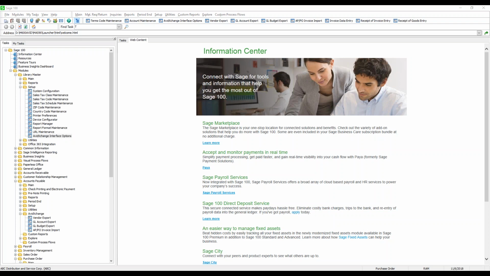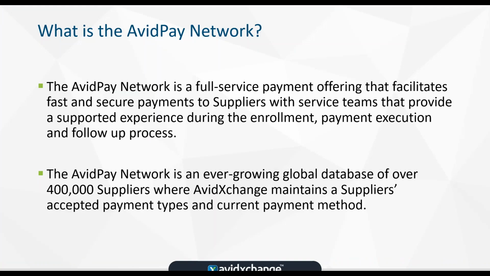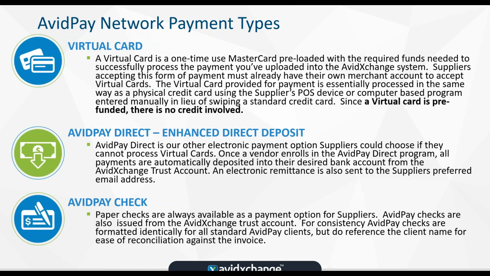So the next piece we're going to talk about is going to be the AvidXchange Pay. As Mark had mentioned, we do have over 400,000 suppliers in the network. And again, the portal is going to look just like the AvidXchange Invoice. It's just going to have that additional tab. But it's going to give you visibility into all your payments and provide a secure, faster way for your vendors or suppliers to receive payment.